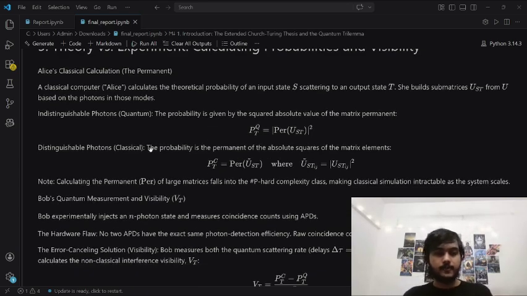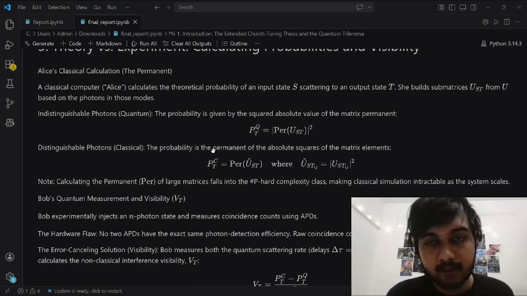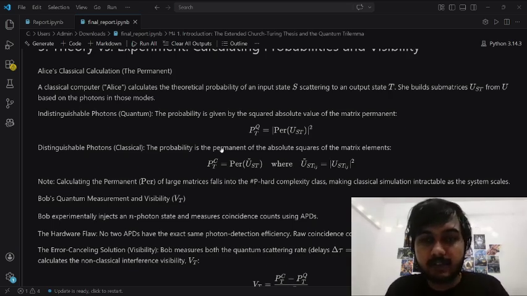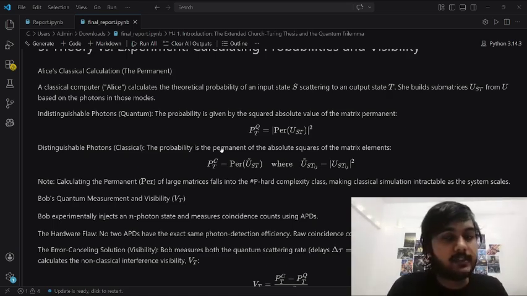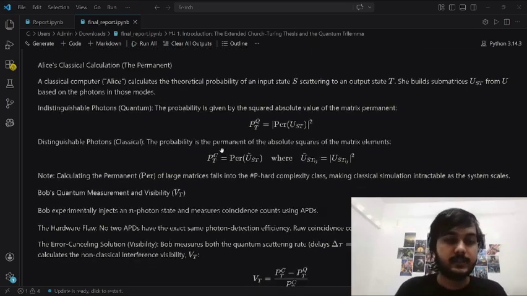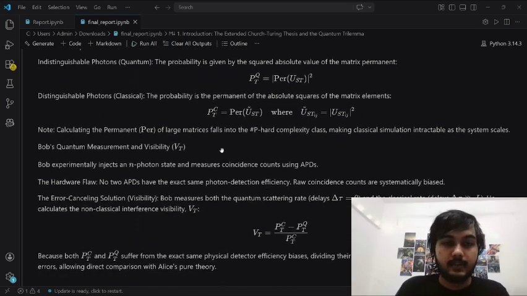So now how does it happen classically? In the classical case, the modulus square goes inside, and the permanent is outside. So what it does is it destroys the interference term, whatever interference term would be in the permanent of the U_ST part. Because if we take a modulus square, then the interference is gone. So this gives the classical result.